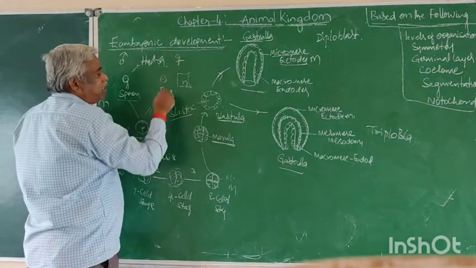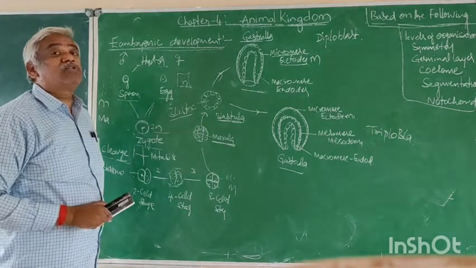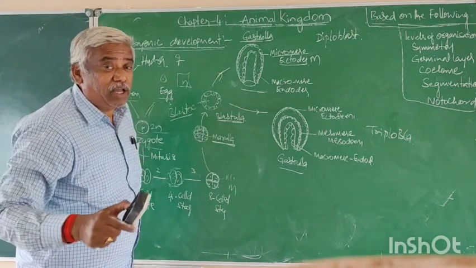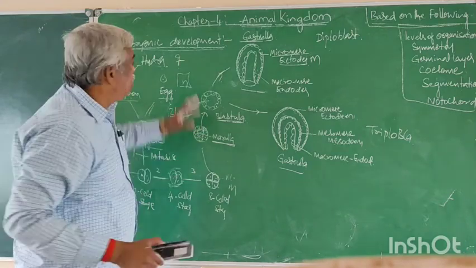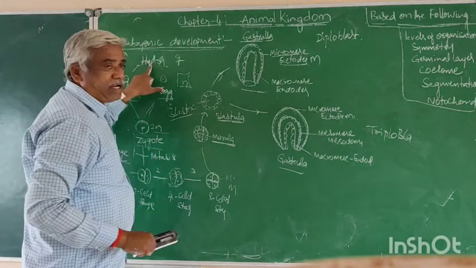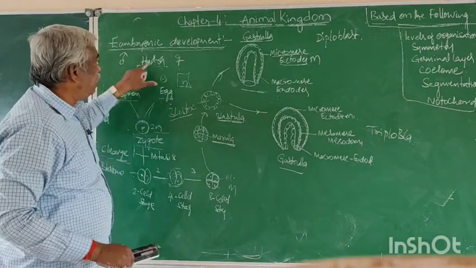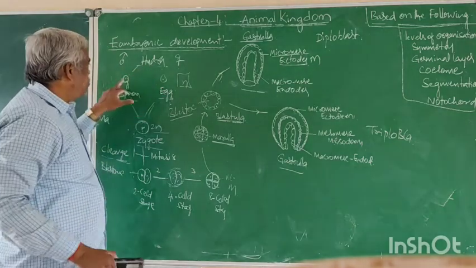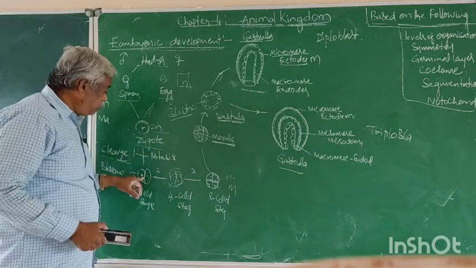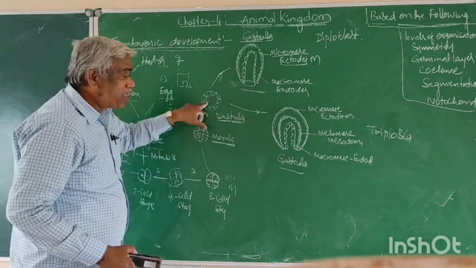Hydra sperm, Hydra egg. Hydra belongs to the phylum Cnidaria, the only phylum. We are studying Hydra embryonic development. The gametes are sperm and egg. This sperm and egg fuse and form a zygote, which becomes 2 cell, 4 cell, 8 cell, morula, blastula.